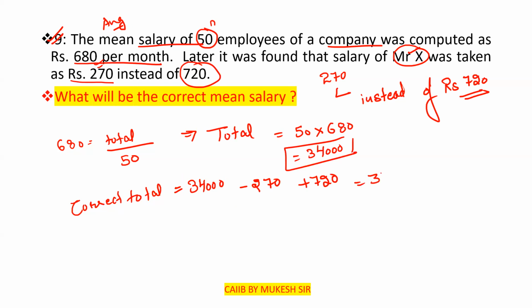So the correct total here is to be 34,450. Now we will move towards the next.